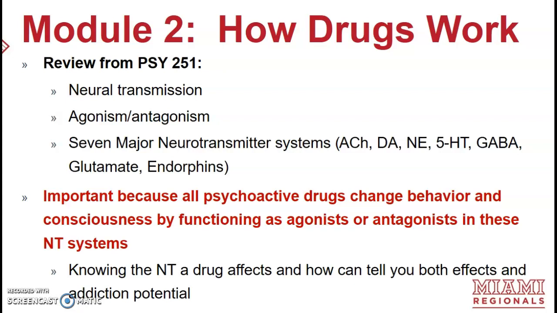So for example, we know that dopamine affects reward. If you take a drug like cocaine or methamphetamine that has direct effects on dopamine, and they function as agonists, meaning they increase dopamine in the brain, they're going to have a really high addiction potential because of those effects on dopamine. So understanding that can really help you understand what drugs do and what effects they're going to have on behavior.